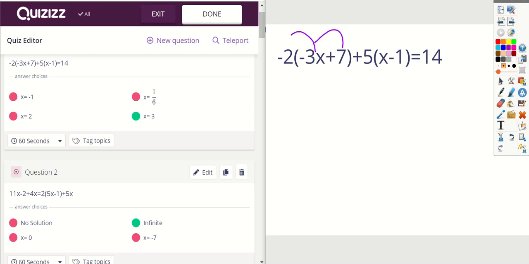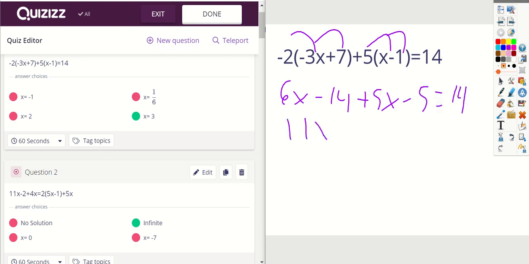First thing I'm going to do is distribute, and I get 6x minus 14. Distribute, and I get 5x minus 5 is equal to 14. Combine like terms, and then solve for x.